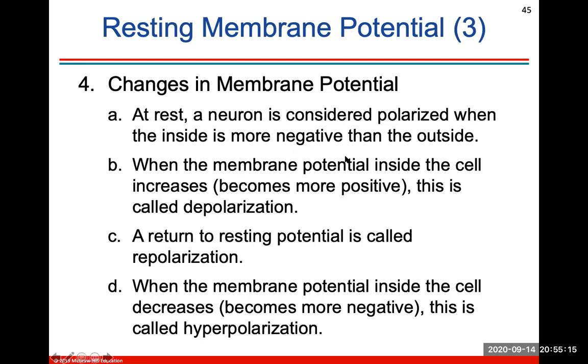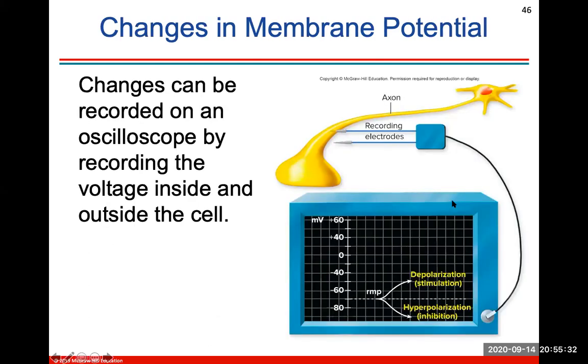When the membrane potential inside the cell increases and it becomes more positive, we call that depolarization. And a return back to resting potential is called repolarization. If the membrane potential inside the cell becomes even more negative than resting, we call that hyperpolarization. So changes in the membrane potential can be recorded in the axon by placing an oscilloscope, which has 2 electrodes, and they can record the voltage inside and outside the cell. And this is how we learned about how action potentials travel down an axon in a neuron.